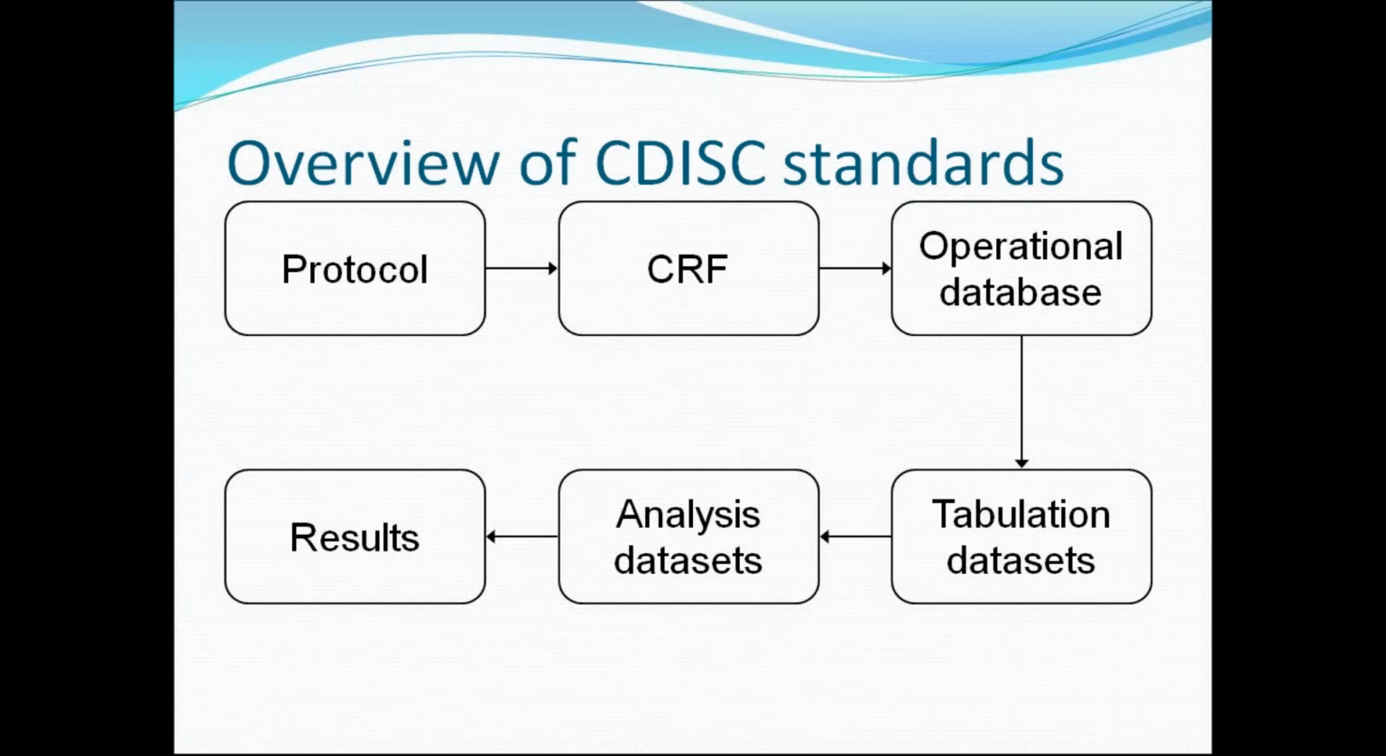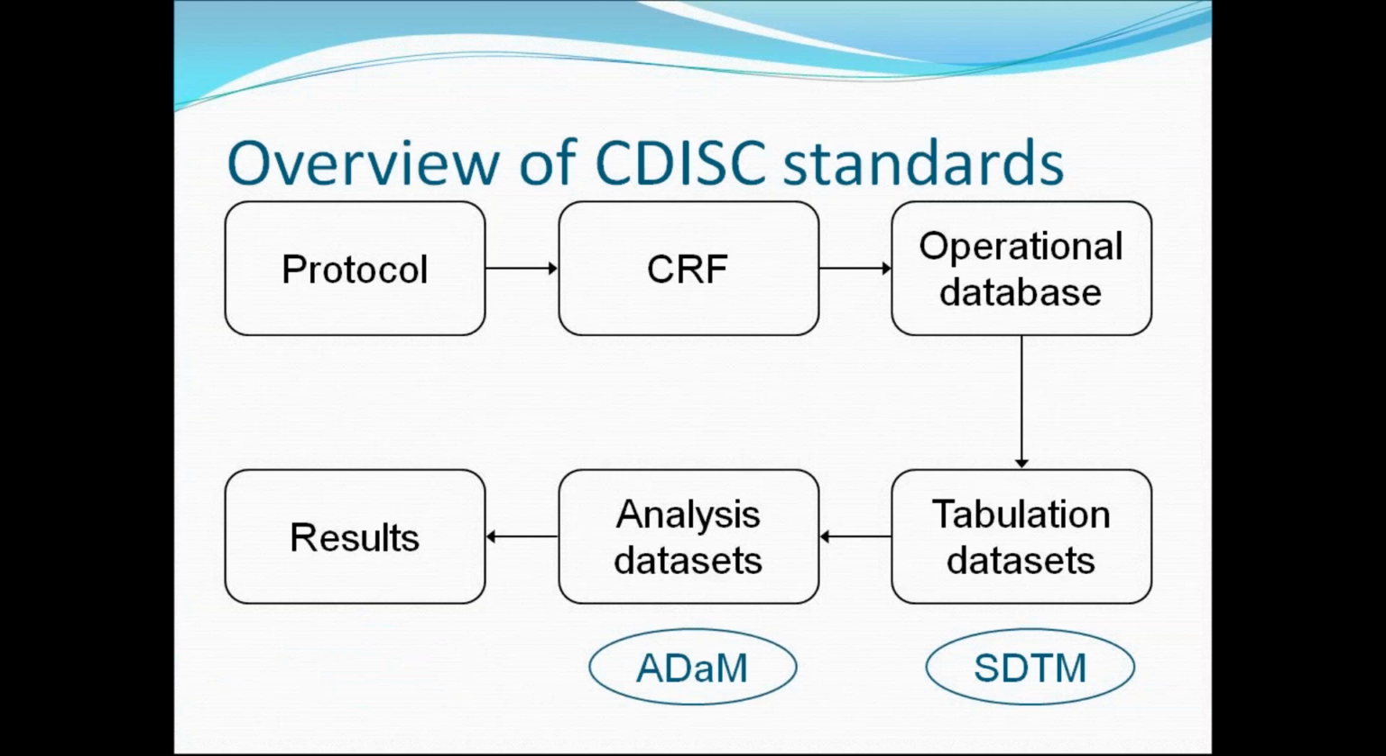Then once the protocol is created, the backend team will create the CRF form, either paper CRF or electronic CRF. Then all the data we can save in the database. From the database we can start the SDTM. Once we pull the data, we can start the SDTM and ADaM implementation, and then tables and listings. In CDISC we mainly work on SDTM, ADaM, and tables.